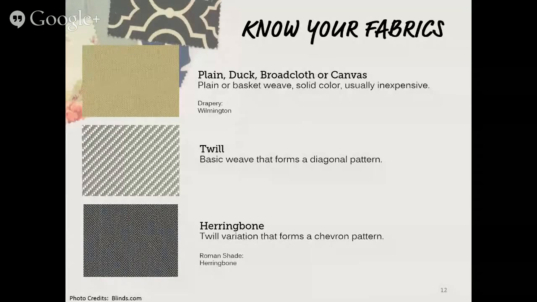Okay, and then the next is twill, and that's made with a weave. It's a basic weave that forms a diagonal pattern. You may be most familiar with it from denim, which is usually a twill weave. You always see diagonal when you have a twill weave.